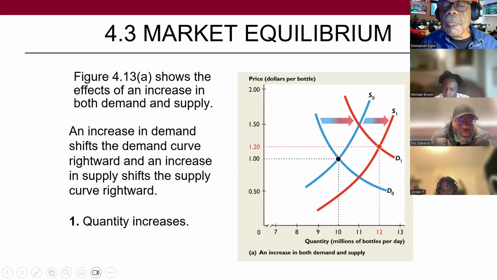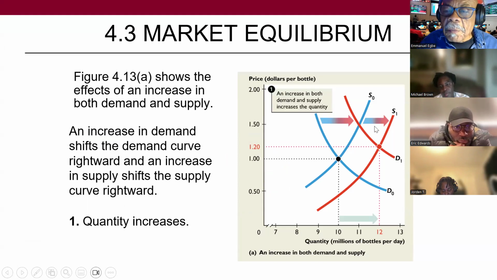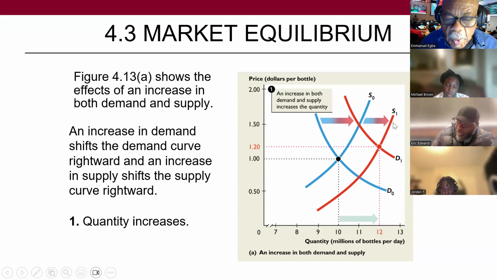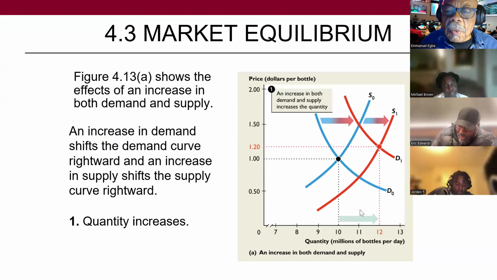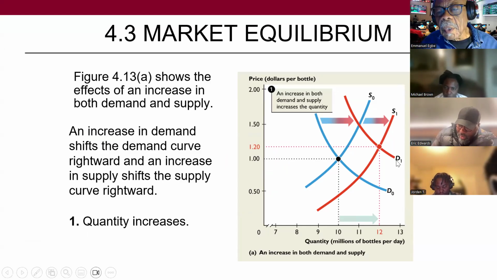All right. So you can see here that the supply curve shifted to the right, which is an increase in supply. You can see that from S0 to S1. There's an increase in supply. Okay. But also the demand curve shifted from D0 to D1. So there's an increase in demand.